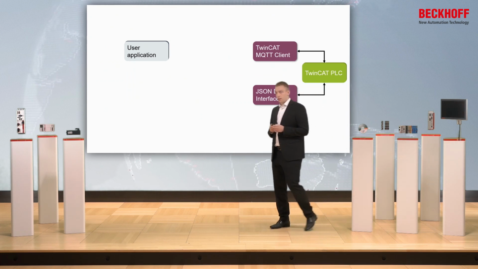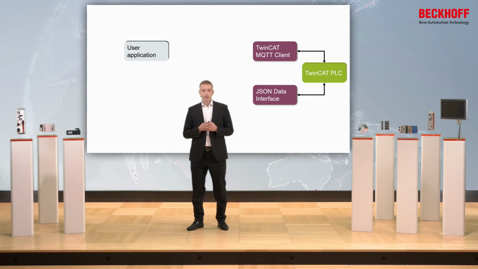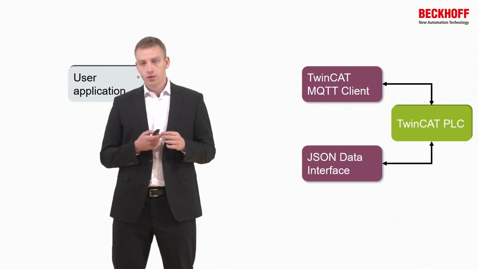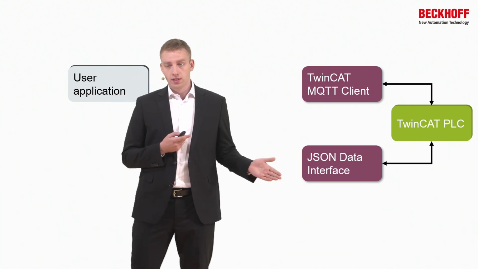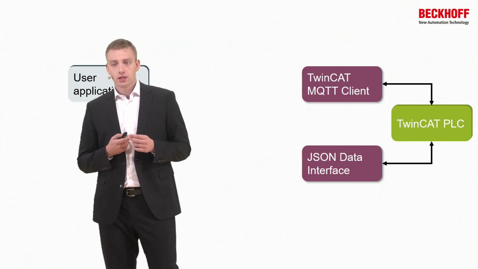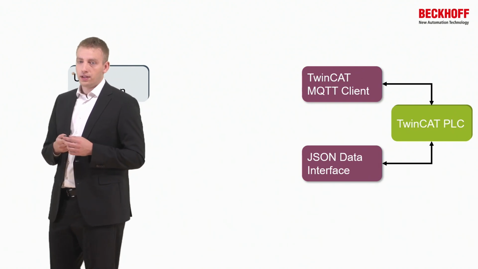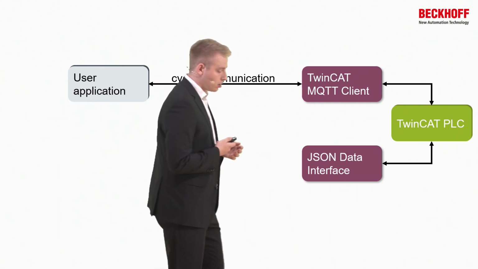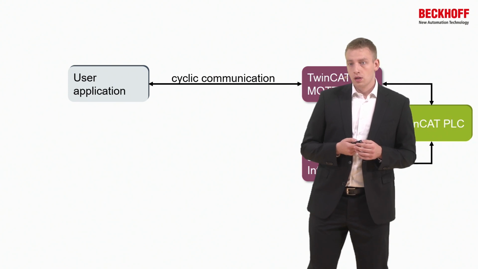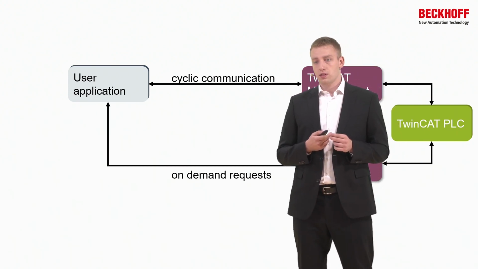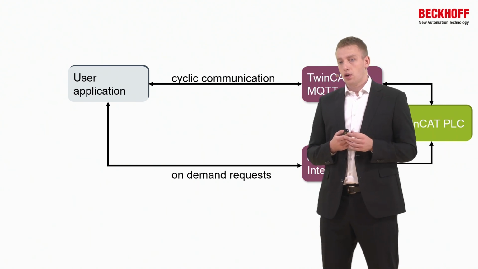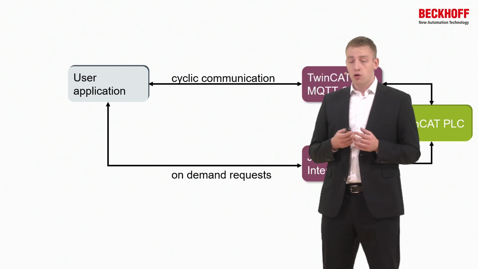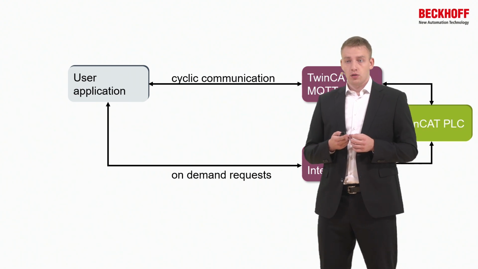Another scenario could be that we are combining different IoT products. So we have on the one hand the MQTT client, so our function blocks for MQTT communication, and on the other hand the TwinCAT JSON data interface, and we communicate some values cyclically to the user application, and the user application has then the possibility to react on different things. So we can also then process on-demand requests. So if we need some additional information, or if we need to write some variables in the PLC, and yes.